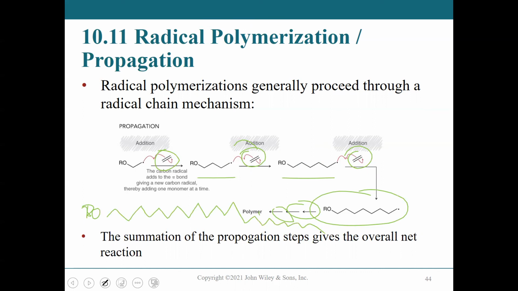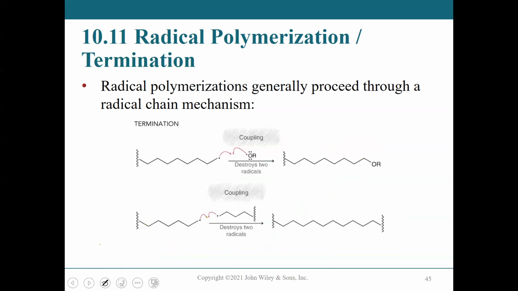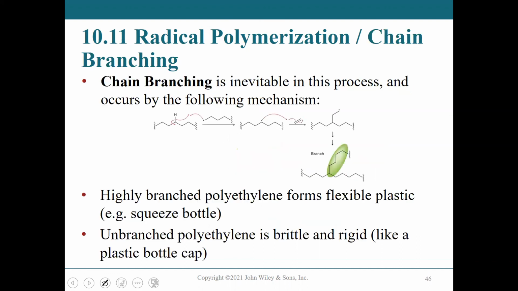Okay, so this summation of the propagations gives the overall net reaction. And then everything is about time, right? The longer you let the reaction run, the longer the chain you will have, and a different quality of plastic you will get. Okay, the termination step, you just terminate it with excess of the peroxide. The peroxide should cap it or seal it. That's how you end the reaction. Or you can always quench it with water. Water is a good quencher because it has oxygen, remember.